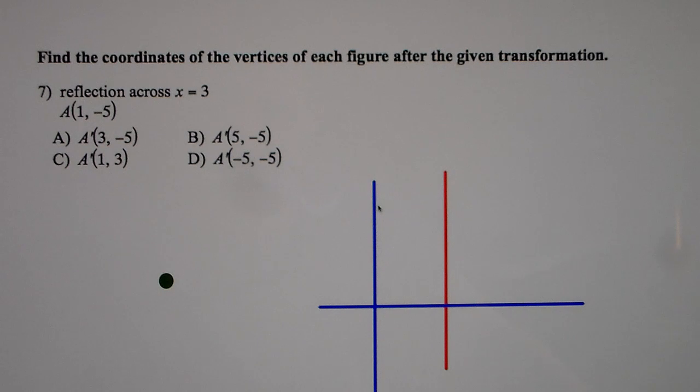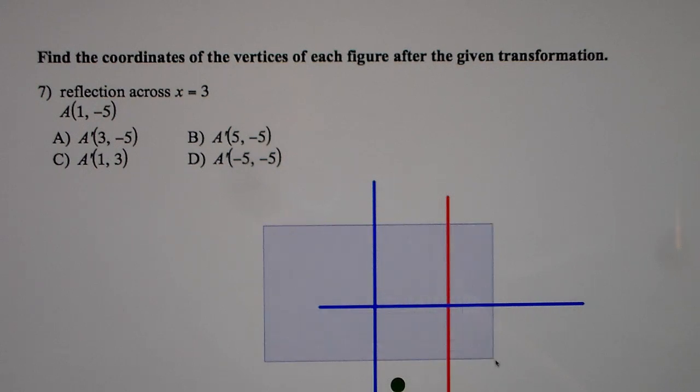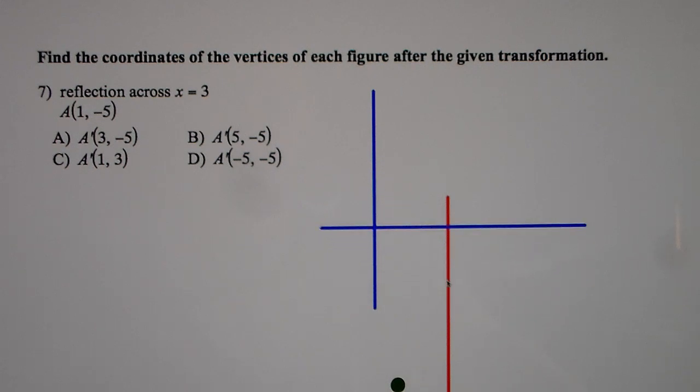The x and y axis are the blue lines. The red line is our line of reflection. So we have the coordinate (1, -5). That means 1 to the right, 5 down. And our goal is to reflect. Let's slide that up, a little bit easier to see. So 1 to the right, 5 down.